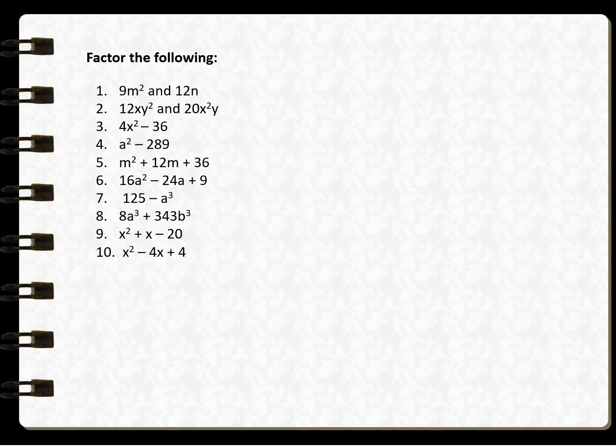So, for your activity, try factoring the following. Number 1, 9m squared and 12n. Number 2, 12xy squared and 20x squared y. Number 3 is 4x squared minus 36. Number 4, 4a squared minus 289. Number 5 is m squared plus 12m plus 36. Number 6, 16a squared minus 24a plus 9. And number 7, 125 minus 8 cubed. Number 8, 8a cubed plus 343b cubed. Number 9, x squared plus x minus 20. And then number 10 is x squared minus 4x plus 4.